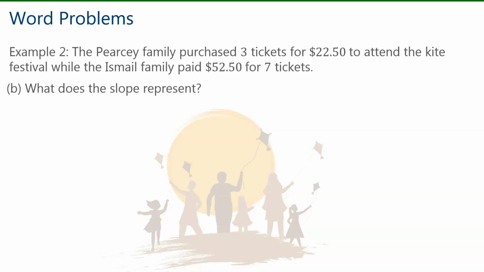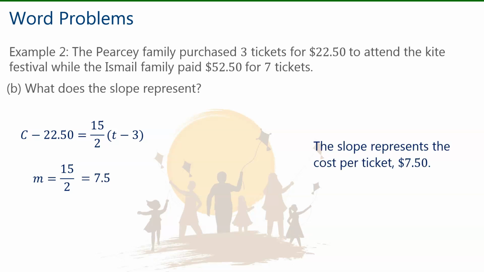Now in our equation, what does the slope represent for this example? So our slope is 15 over 2, which can be written as a decimal as 7.5. So in word problem, slope is akin to rate of change. What is changing in this question? Well, the cost for a different amount of tickets is what's changing. So what this 7.5 actually represents is the cost per ticket. $7.50.